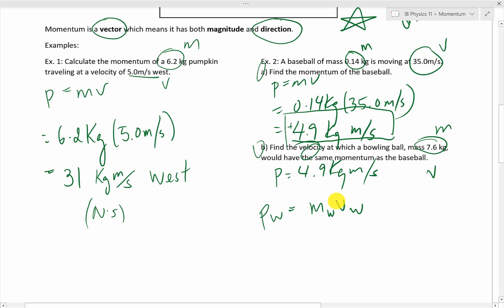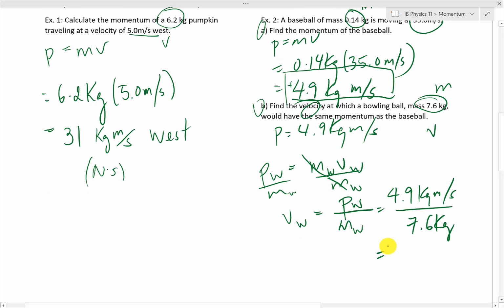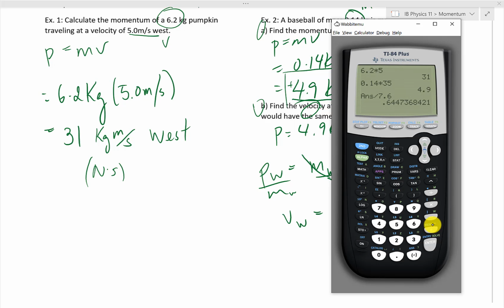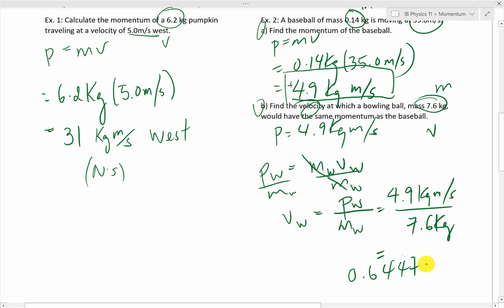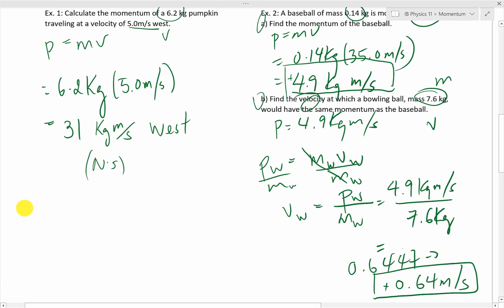And to solve for the velocity here, we need to divide both sides by the mass. We get the velocity of the bowling ball is equal to its momentum divided by its mass. We can then put our values in here. The top is just 4.9 kilograms times meters per second. The bottom is the mass, 7.6 kilograms. And putting that in our calculator, we get 0.6447. And we're going to round that to 2 sig figs, so 0.64 meters per second. And since no directions are listed, I'm going to write a positive sign.